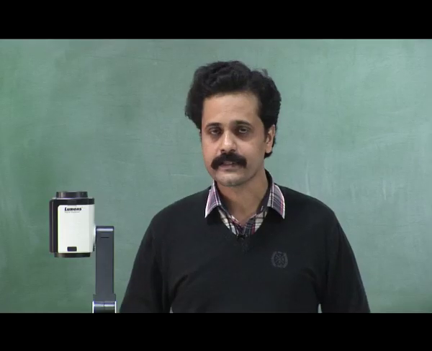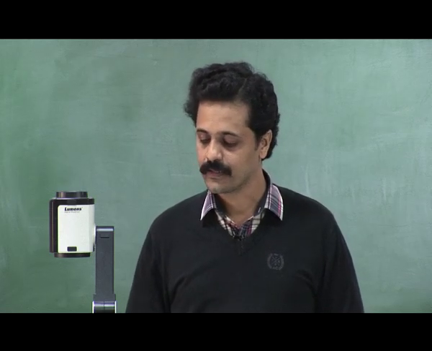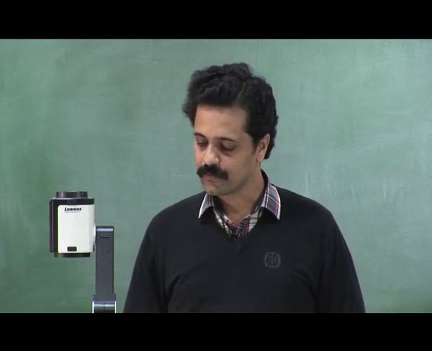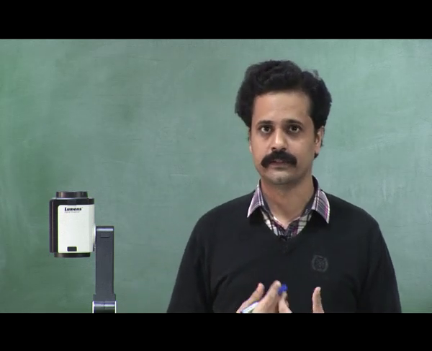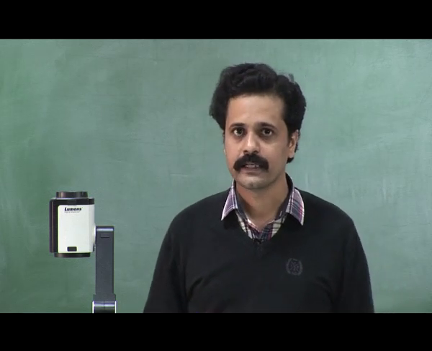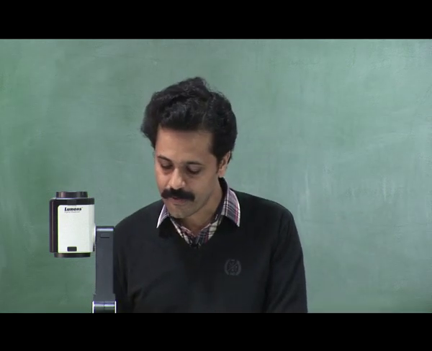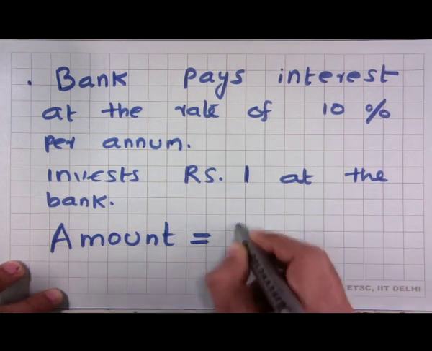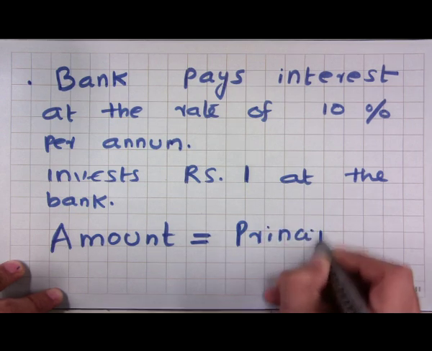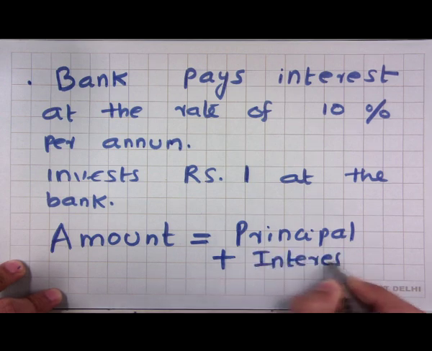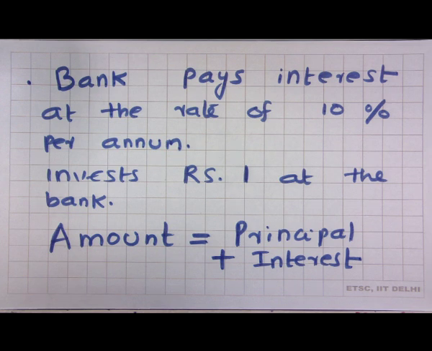If the bank calculates simple interest, then the question of what will be the amount the depositor gets after 1 year can be obtained from the formula that you have studied earlier: amount equal to principal plus interest. Recall the investment principal is rupees 1.